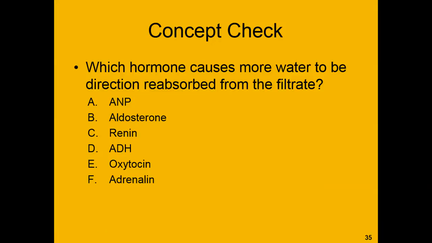So, class, concept check. Which hormone causes more water to be directly reabsorbed from the filtrate? That is a typo on my part. I didn't mean direction. I meant directly reabsorbed from the filtrate. We have ANP, also known as atrial natriuretic peptide, or in your particular text or PowerPoint, we use the newer term, ANH, atrial natriuretic hormone. I'm showing my age right here by using these older terms. We also have aldosterone, renin, ADH, antidiuretic hormone, oxytocin, and adrenaline.